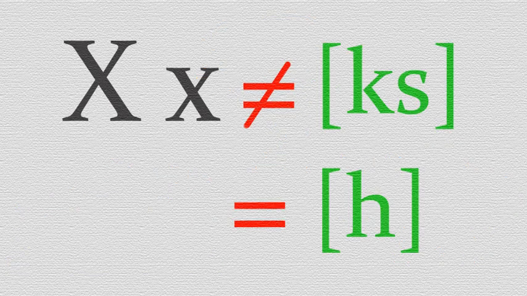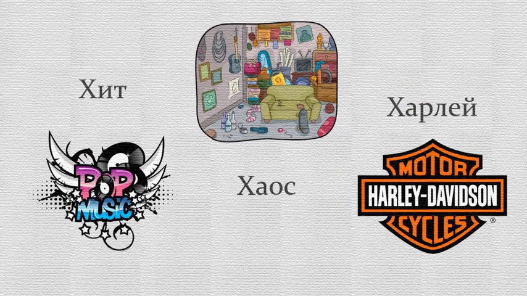Letter Kh. It looks exactly the same as English X, or like X in mathematics. But in Russian, it's the letter Kh. Be careful, not X, Kh. We have such examples. Хит, хаус, Харли.